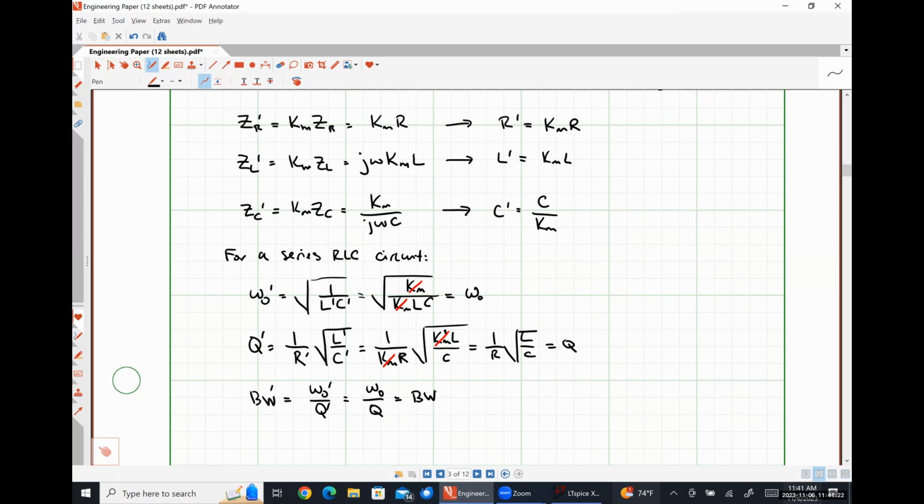Will that be true for a parallel RLC circuit? Absolutely. Because for a parallel RLC circuit, omega naught is literally the exact same relationship. Q is just flipped over, right? Nothing is going to change. Everything's still going to cancel out. And then if Q doesn't change and omega naught doesn't change, the bandwidth can't change for a parallel RLC circuit, right? So while we only explicitly derive these for series RLC circuits, every one of these statements is also true for a parallel RLC circuit, all right? So that's magnitude scaling, pretty easy.